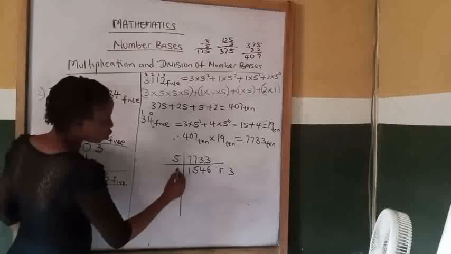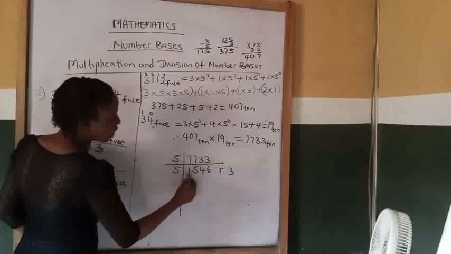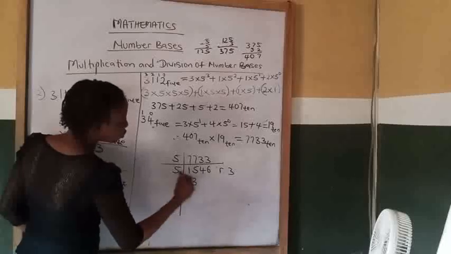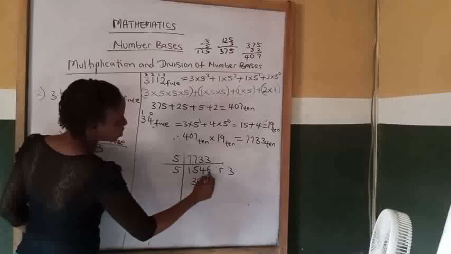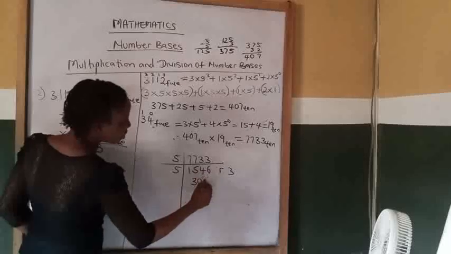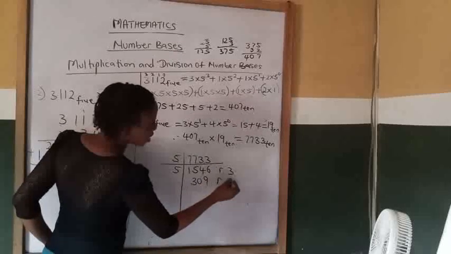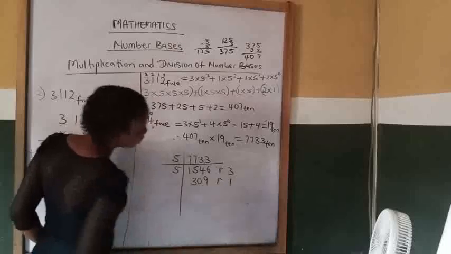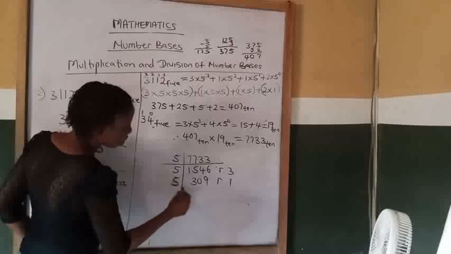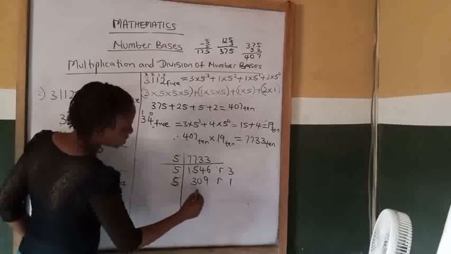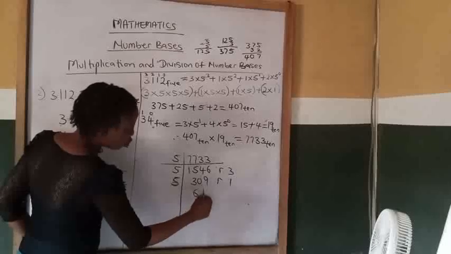So let's continue. We are still going to use our 5. 5 cannot go in 1, so 5 in 15 is 3. 5 cannot go in 4, so that is 0. Then 5 in 46 is 9, remainder 1. So let's use 5 to divide it again. 5 in 30, that is 6. 5 in 9, that is 1.